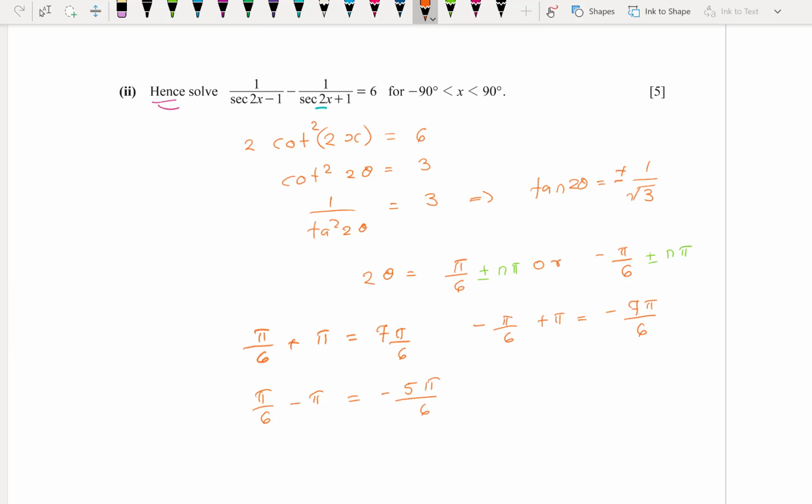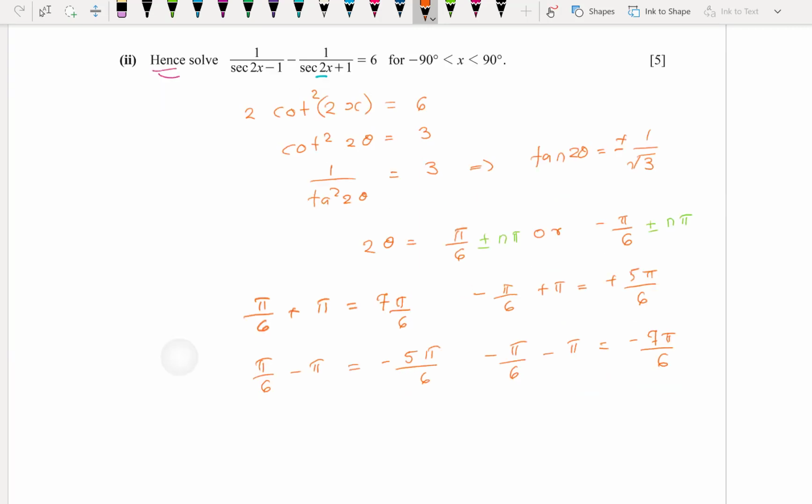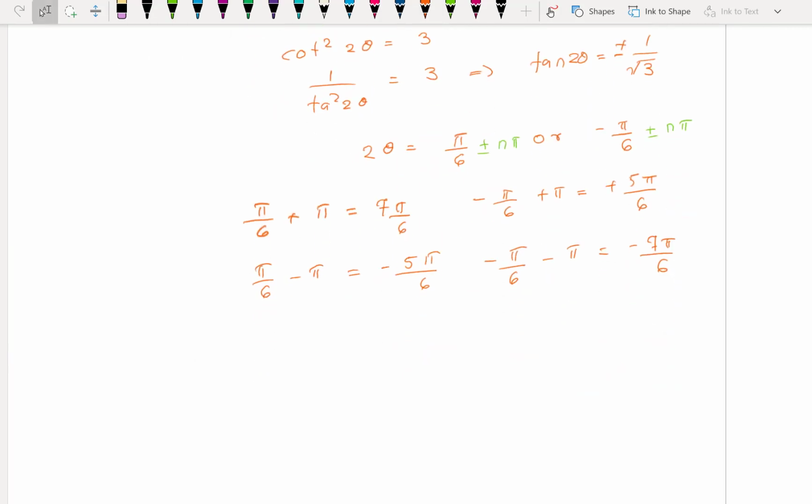Correct? Oh, sorry. Minus 5 pi by 6. Correct, Amrita? Similar. Plus 5 pi by 6. Oh, sorry. Plus 5 pi by 6. Minus pi by 6 minus pi will give us minus 7 pi by 6. Correct, Amrita? Right. So the possible values we are considering are these ones.